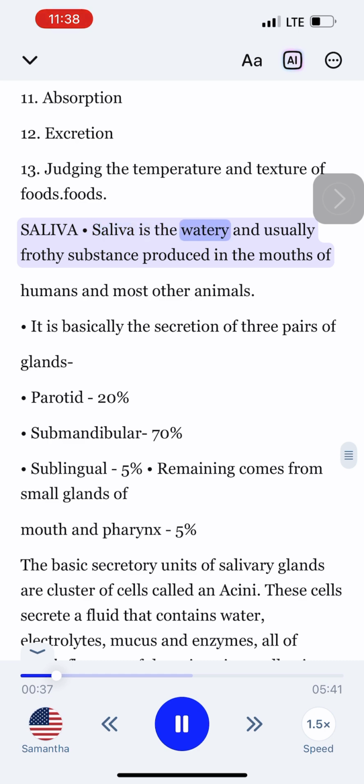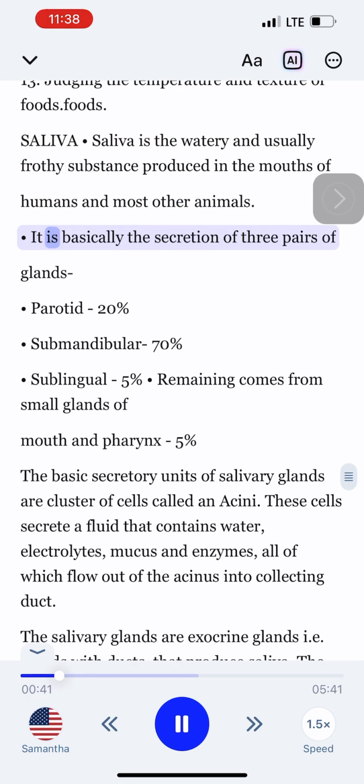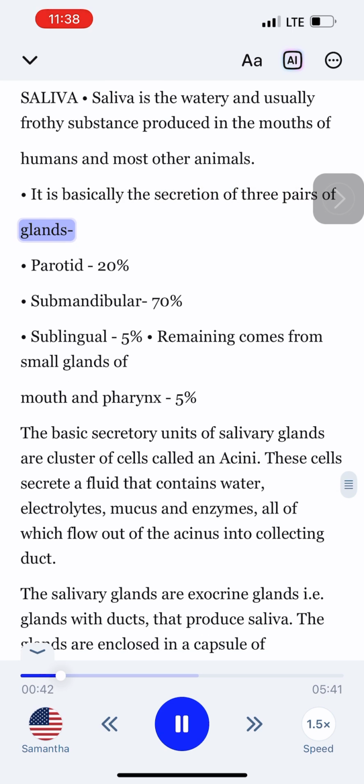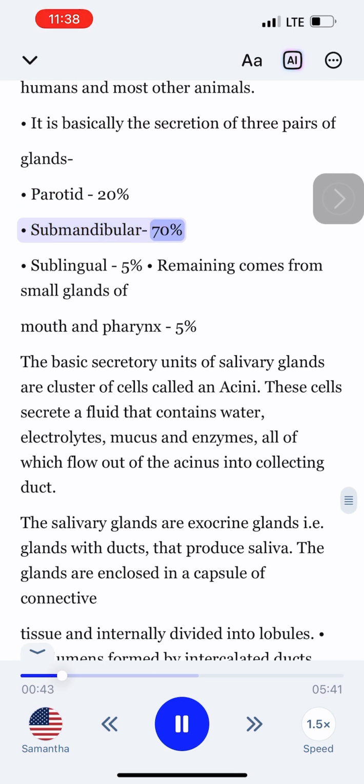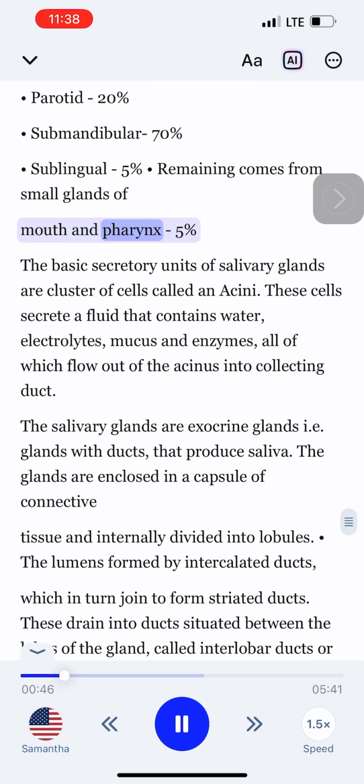Saliva. Saliva is the watery and usually frothy substance produced in the mouths of humans and most other animals. It is basically the secretion of 3 pairs of glands: parotid 20%, submandibular 70%, sublingual 5%. The remaining 5% comes from small glands of the mouth and pharynx.